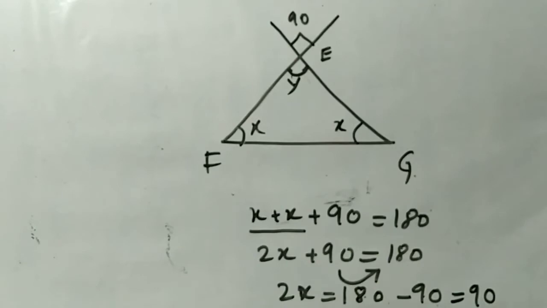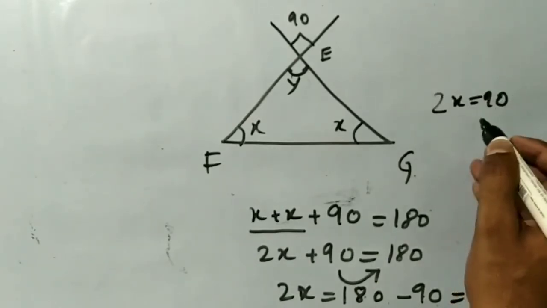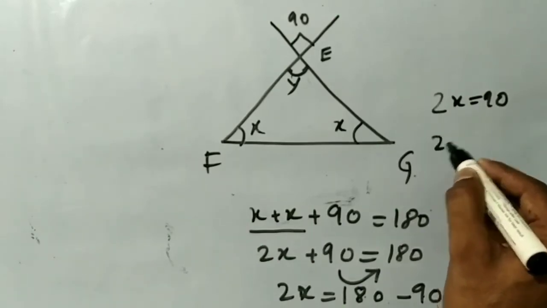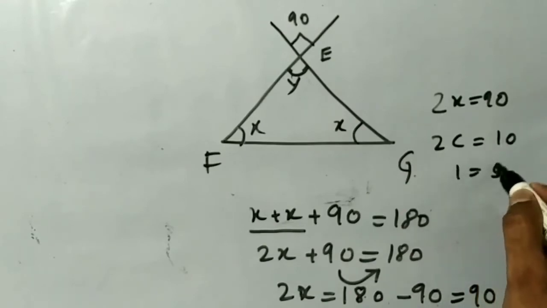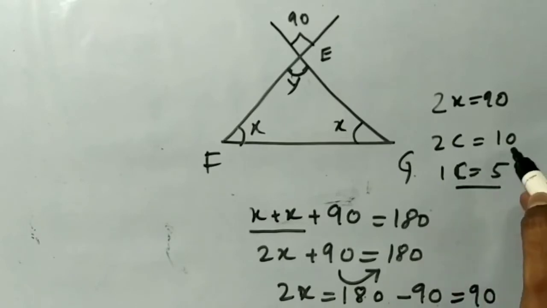For easy understanding, here 2x is equal to 90, then 1x is exactly half of 90. For example, 2 chocolates is equal to 10 rupees, then 1 chocolate is equal to 5 rupees, because 10 is made into 2 parts. Similarly, 2x is equal to 90 also.